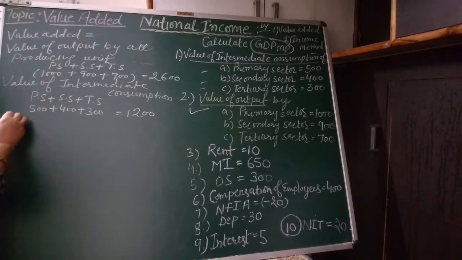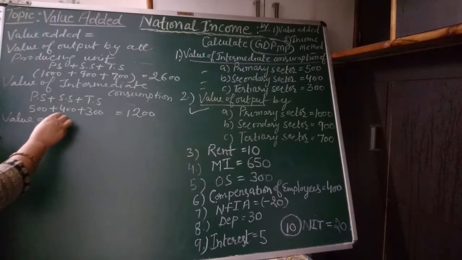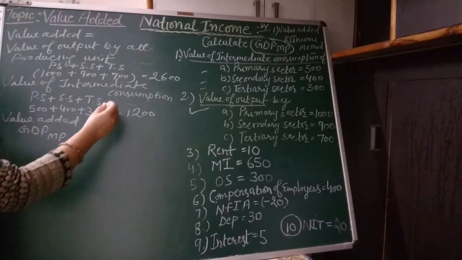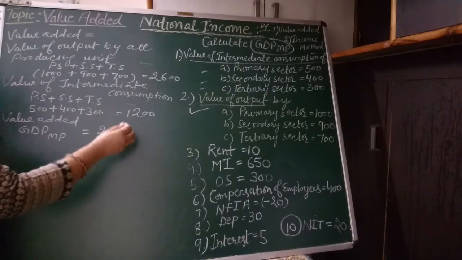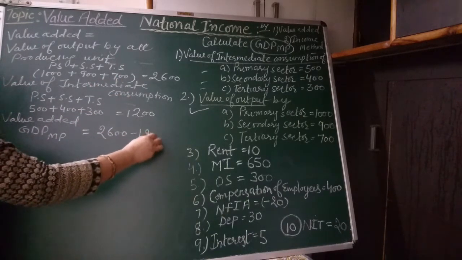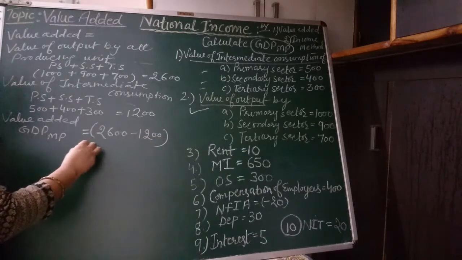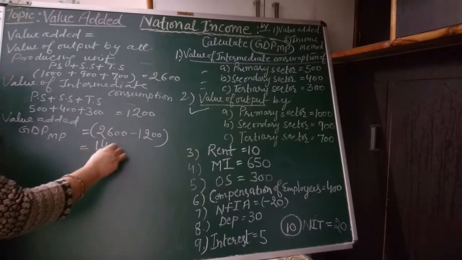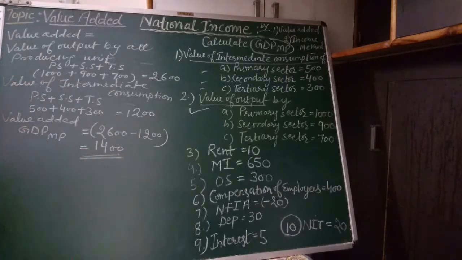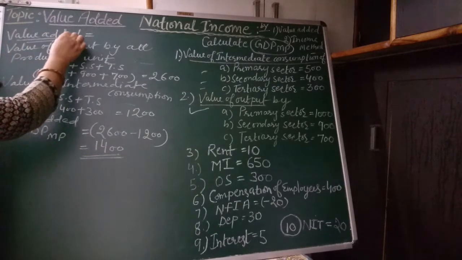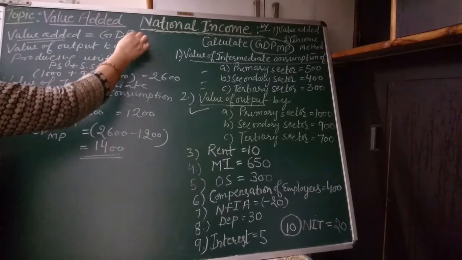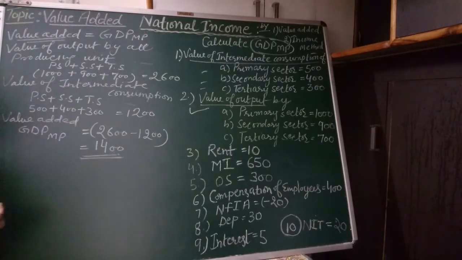So value added, or GDP at MP, is equal to 2600, value of output by all the producing units, minus value of intermediate consumption by all the producing units, that is equivalent to 1400. So this is the calculation of value addition by value added method. Next, in the same statement, the components of income method are also given and we have to calculate GDP at MP by income method.